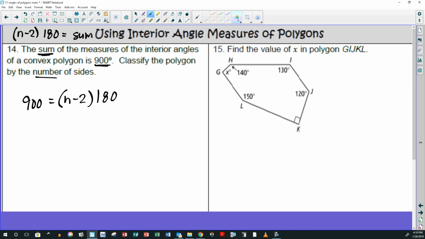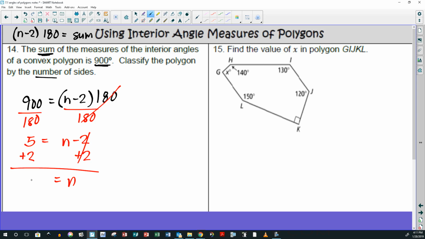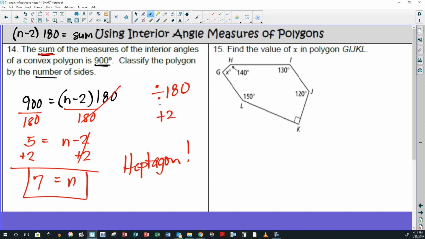The first thing you're going to do is divide both sides by 180, because I'm multiplying by 180. So I get 5 equals n minus 2, and then add that 2 so that you can get n by itself. And you find out that n is 7, so this is a heptagon. So 2 things: when you know the sum, you divide by 180, then add 2. Step 1, step 2.